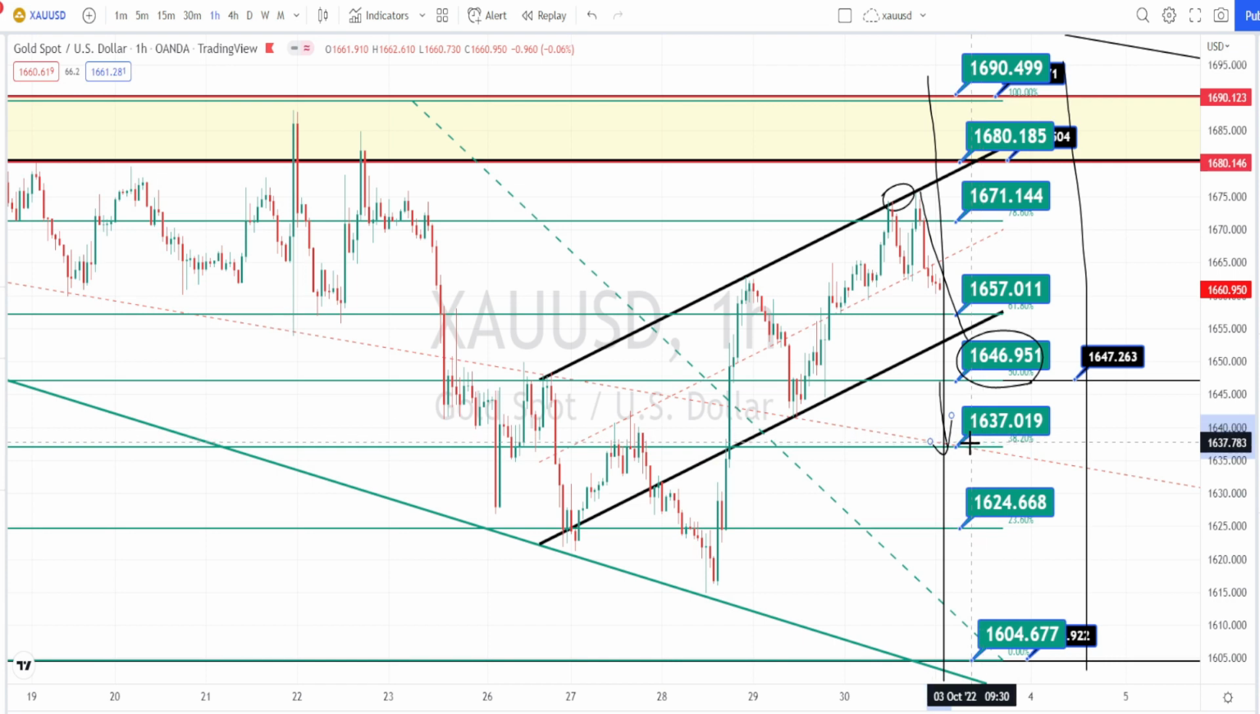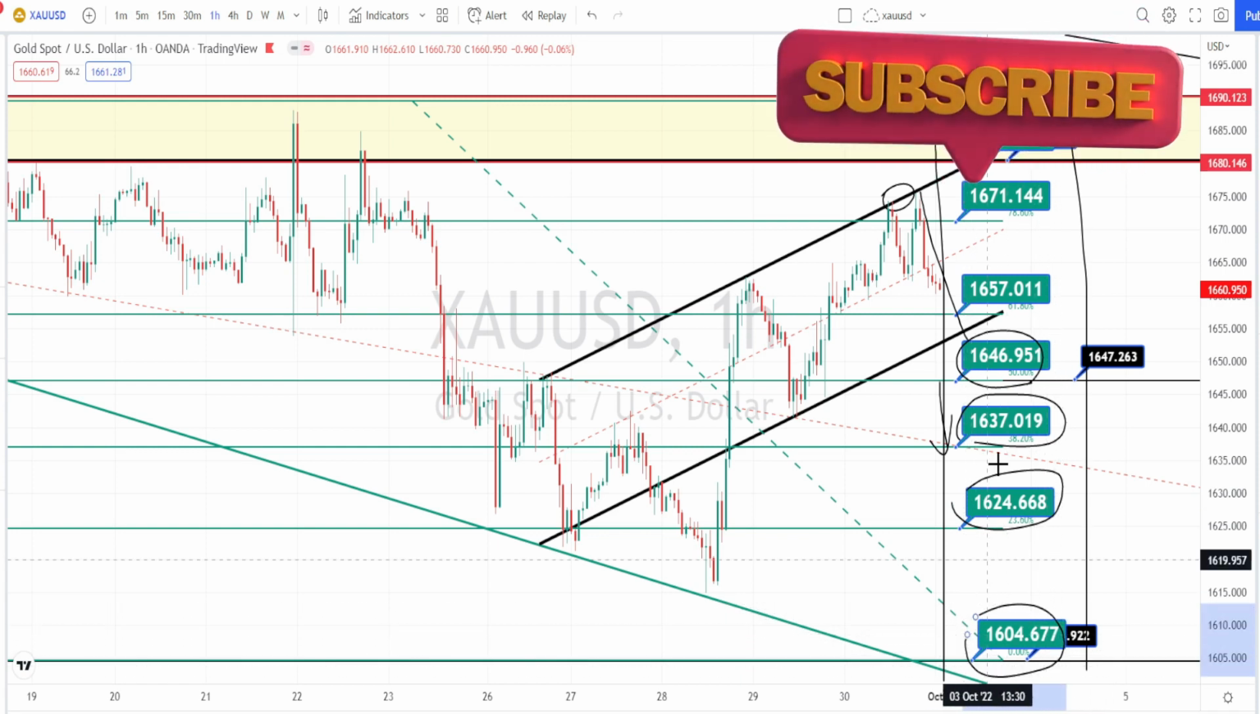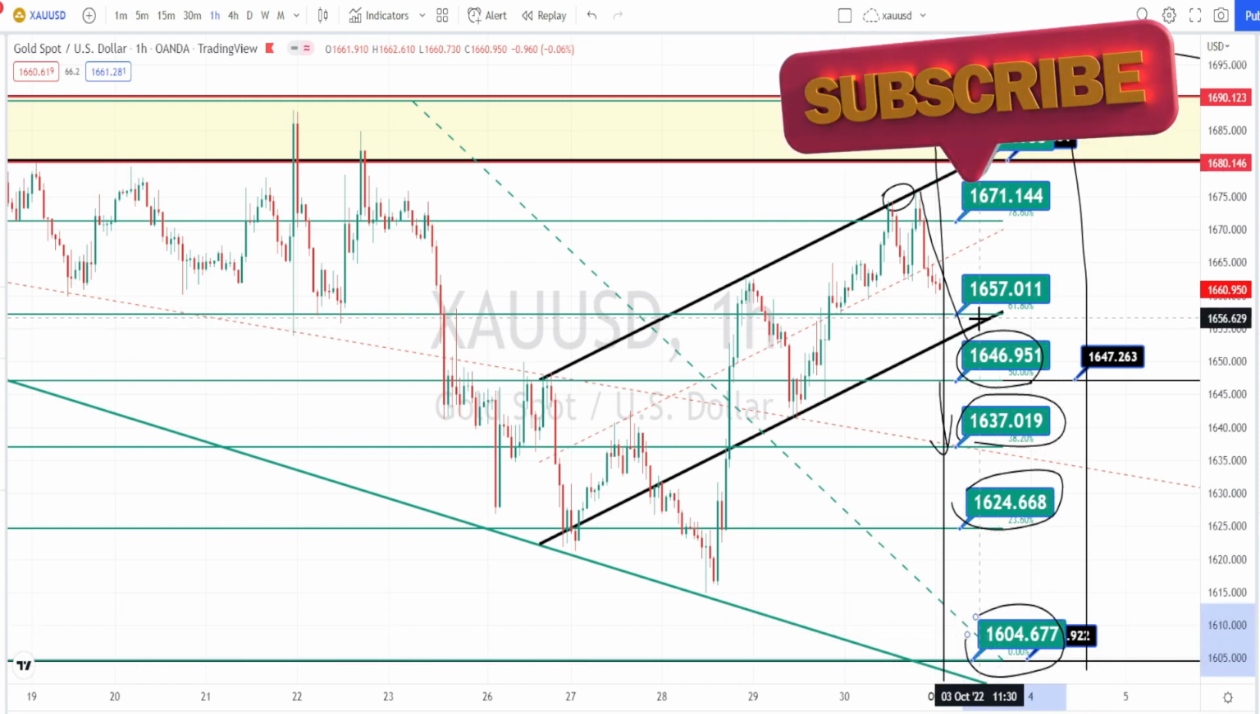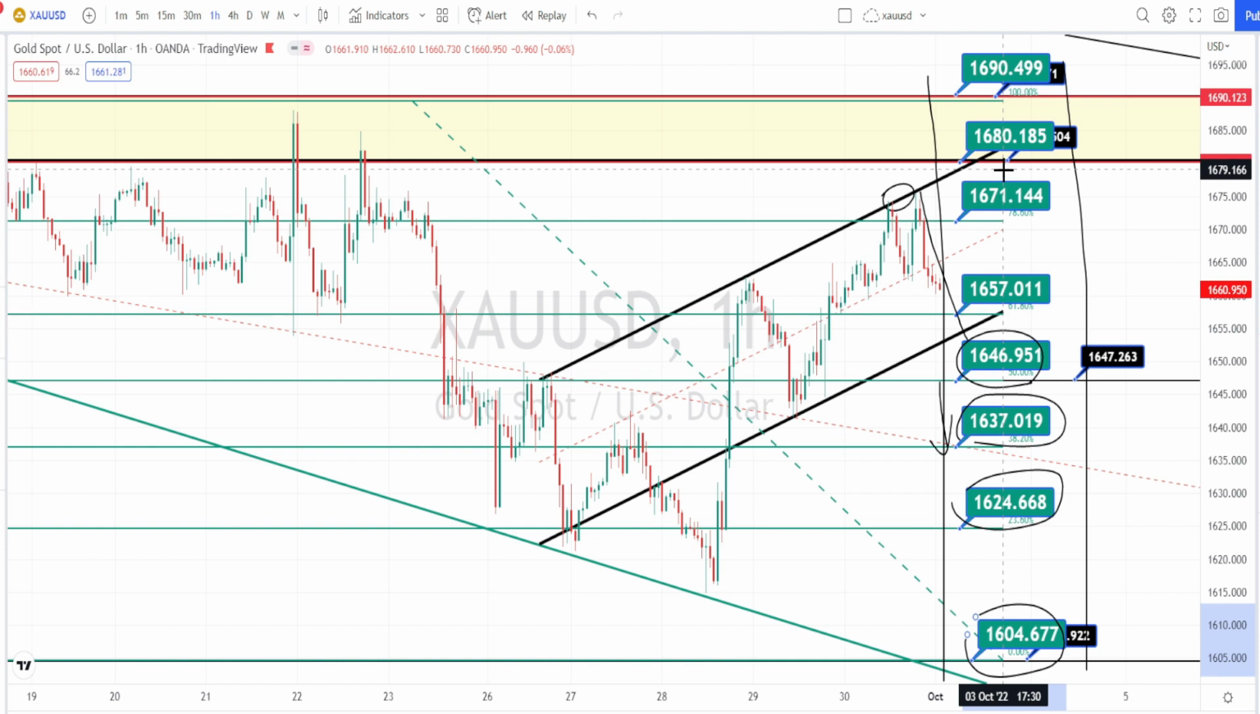Next level of support is going to be around 1637, 1624 and 1604. And if the bullish side bounce back happens, next level of resistance on the bullish side is going to be around 1671, 1680 and 1690.